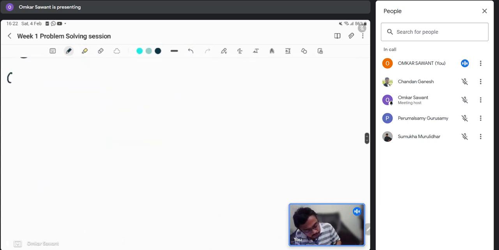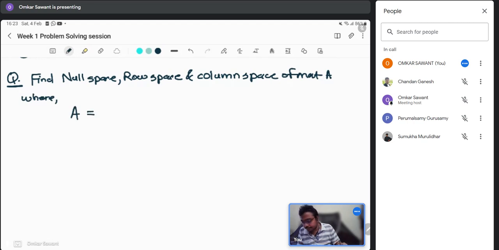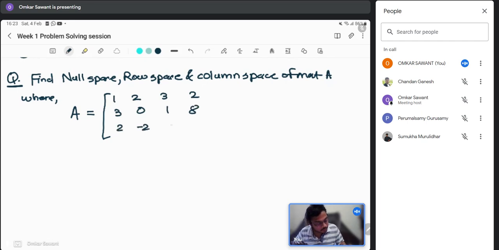Okay, so let's take some examples. First example: find the null space, row space, and column space of matrix A, where A is 1, 2, 3, 2, 3, 0, 1, 8, 2, minus 2, minus 2, 6.